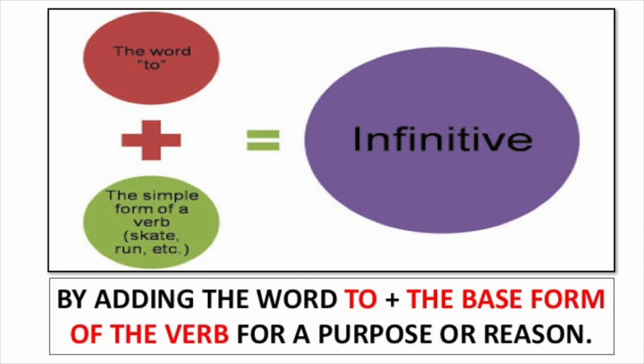By adding the word to. Okay, very important. Always begin with the word to for the infinitive of purpose, and the base form of the verb, which means the verb word in its original form, for a purpose or reason. And you can see in the diagram here, guys, the word to plus the verb, like skate, run, play, learn, equals the infinitive. To play, to run, to learn. That's always how we start the infinitive of purpose. So let's take a look at some examples.